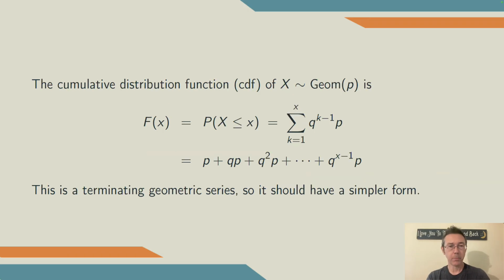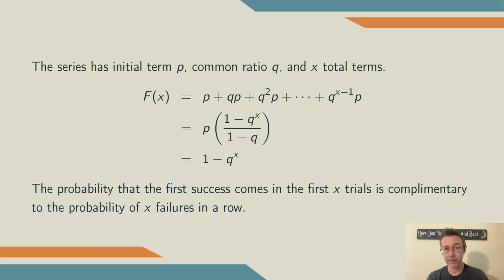The cumulative distribution function of a geometric random variable is, of course, the probability that the random variable is less than or equal to the specified value x, whatever that specified value might be. So all we're doing here is adding up the PMF starting at the beginning of the support, k equals 1, and ending at that value x. We get p plus qp plus q squared p, etc. Now, this is a terminating geometric series. There's a formula for that as well, so this should have a simpler form. Now, I always forget the formula for a terminating geometric series.